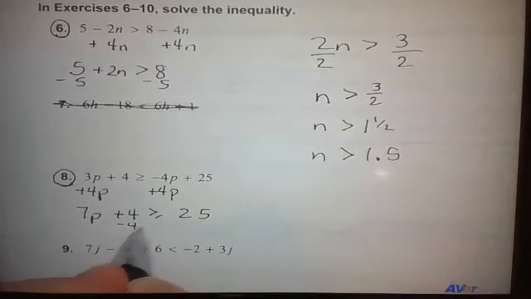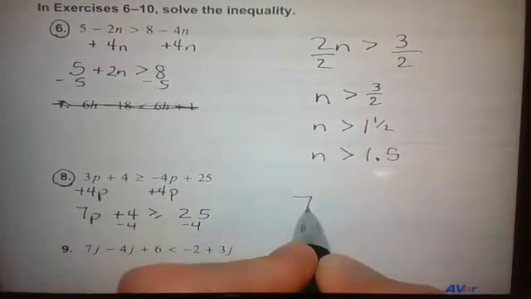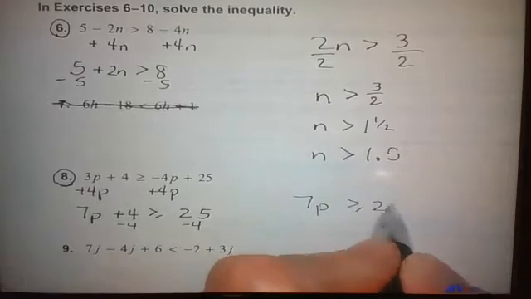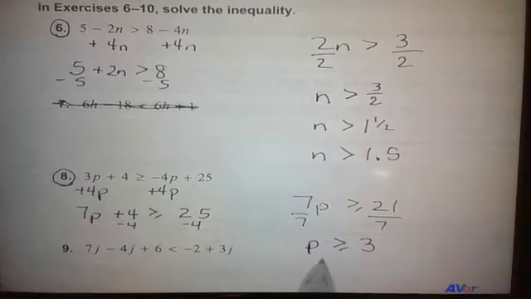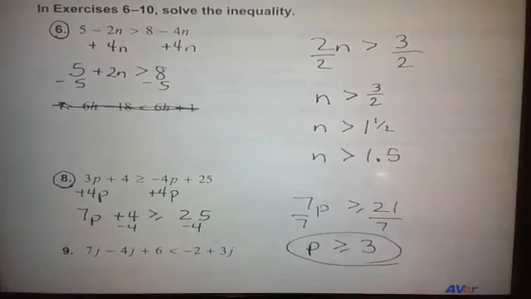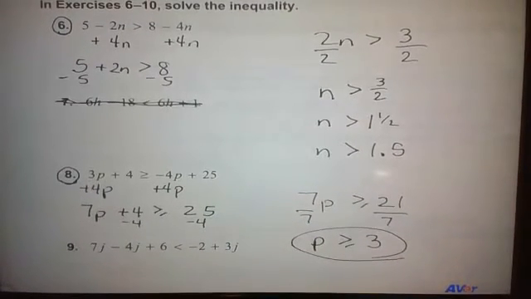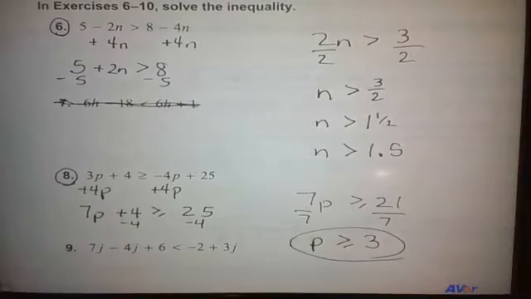Then I minus 4. I'm going to move over here, everybody. 7p greater than or equal to 21. Divide by 7. P is greater than or equal to 3. 3. I love the number 3.